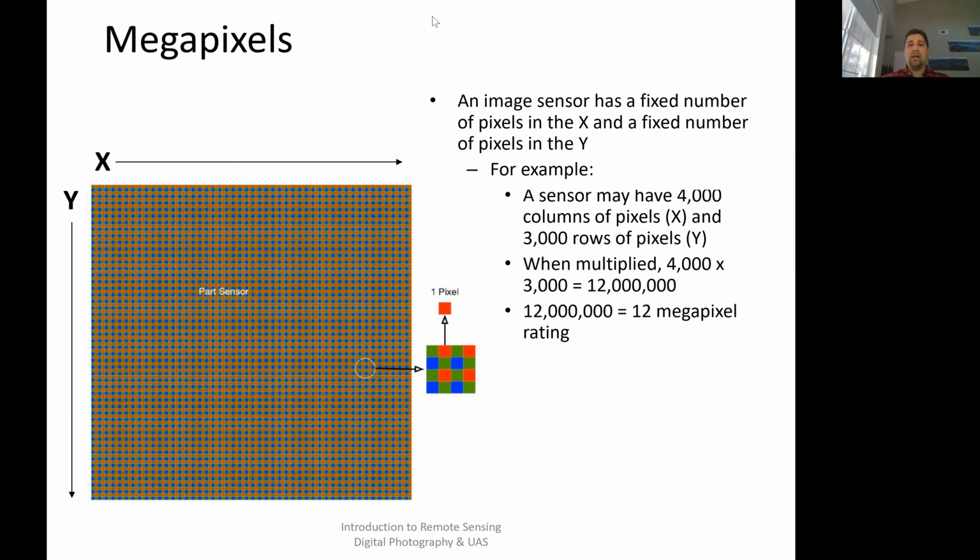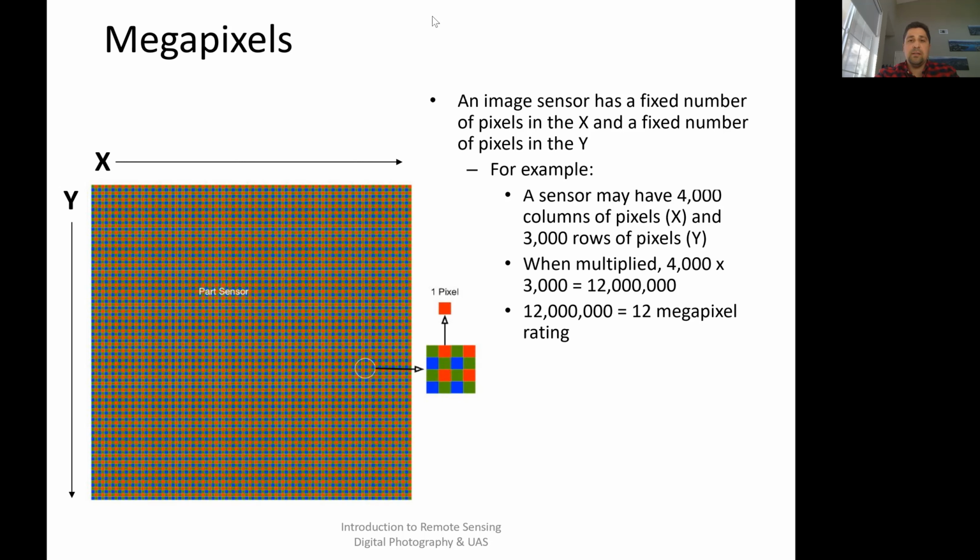Drone cameras have expanded in megapixels exponentially over the last couple years, to the point where we were first talking about a few megapixels, and now in 2021 there is a camera on the market that has a 45 megapixel rating, which is a phenomenal achievement.